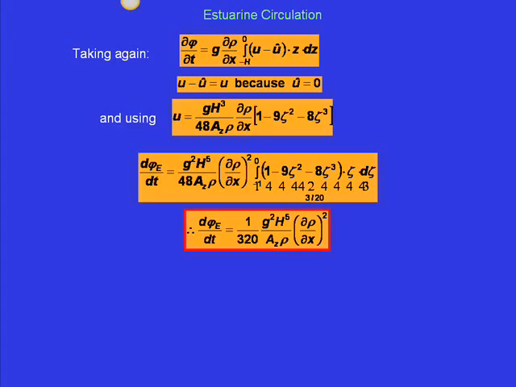Any questions up to here? So this is our fourth representation. Right? Wind stress, bottom stress, tidal straining, S-train circulation.